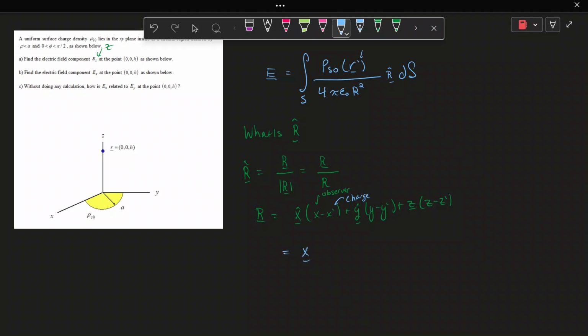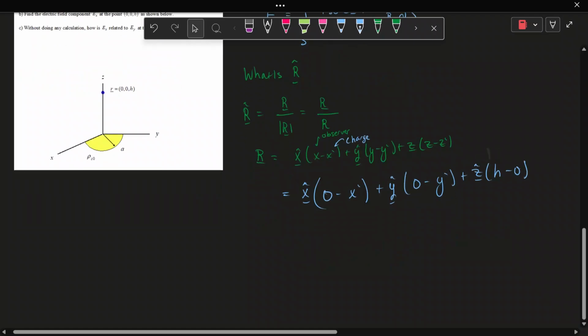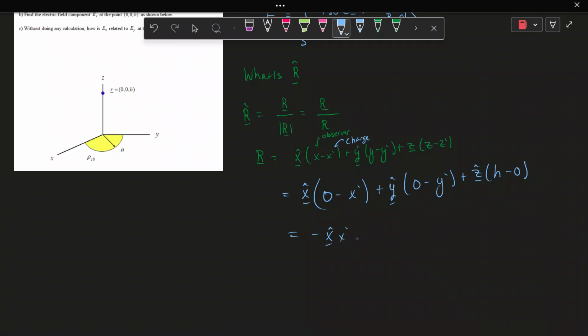Okay, so knowing this, x hat doesn't go away. Does the observer have an x component? No, it's 0. Does the charge have an x component? Yes, it does. We'll leave it as x prime. Plus y hat. Does the observer have a y component? No. Does the charge have a y component? Yes, y prime. Plus z hat times z. Does the observer have a z component? Yes, it's h. Does the charge have a z component? No, it's 0. So now we have our R vector: negative x hat times x prime, minus y hat times y prime, plus z hat times h.